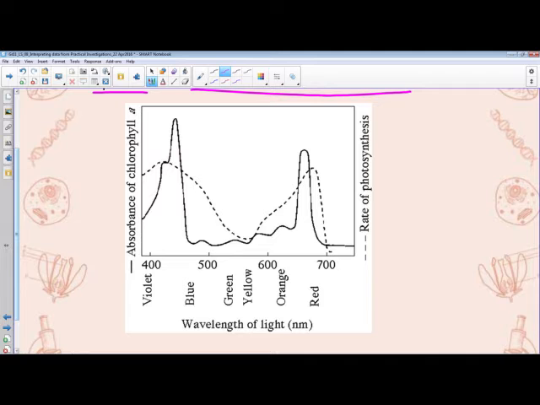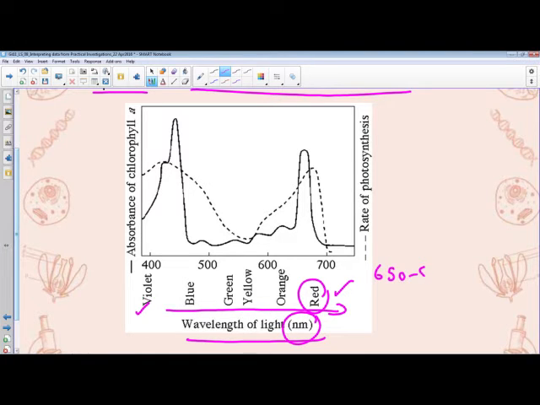Here we've got, on the x-axis, wavelengths of light, in nanometers, and that's the unit which measures the wavelength of light. And here, at the bottom of the spectrum, we've got violet, and that's at 400 nanometers, and we see that as the wavelength of light increases, we've got the different color intensity. So violet being the lowest wavelength of light, and we've got red having the highest wavelength of light, which is around 650 to 680 nanometers.